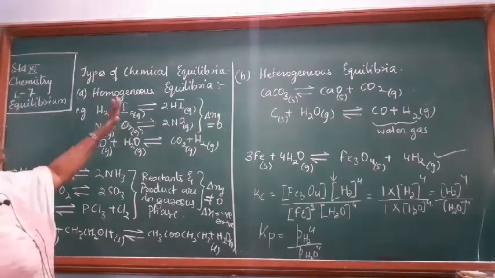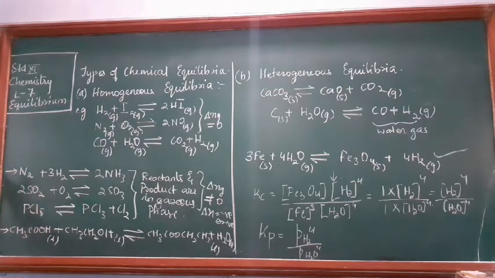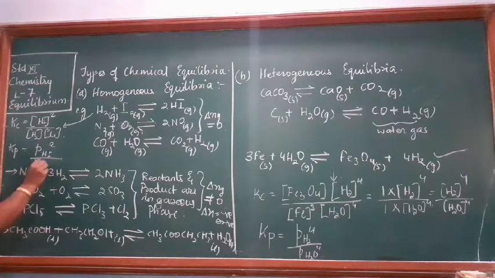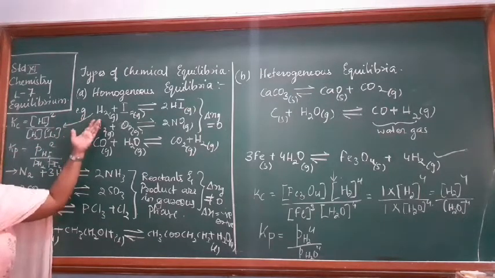How will you write it for homogeneous equilibria? For homogeneous equilibria also we can write. Suppose for this equation, how to write Kc or Kp? Kc will be equal to HI, that is the product, raised to 2 by H2 and I2. It will be like this. And how can we write Kp? Kp will be equal to P of HI raised to 2 by P of H2 into P of I2. In this way we can write Kp and Kc. So that is how you can represent the Kc and Kp value for the reaction.